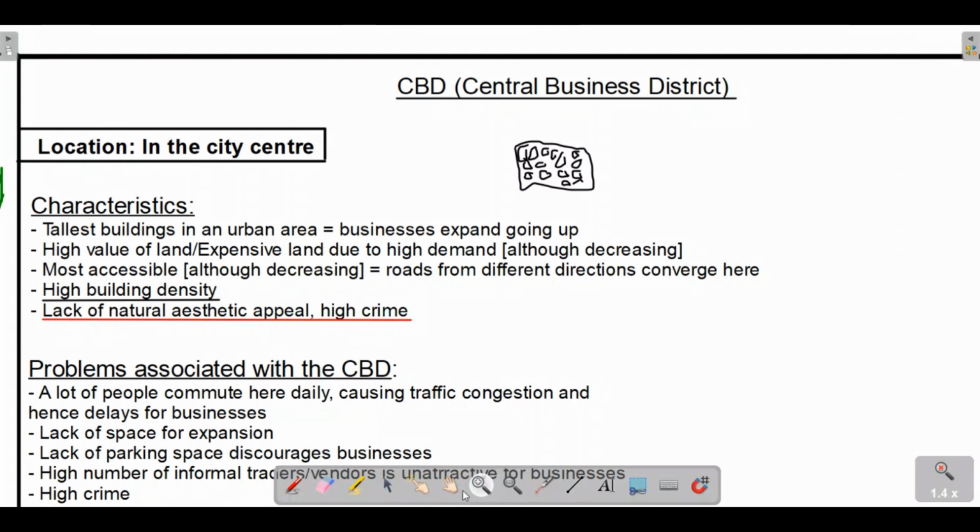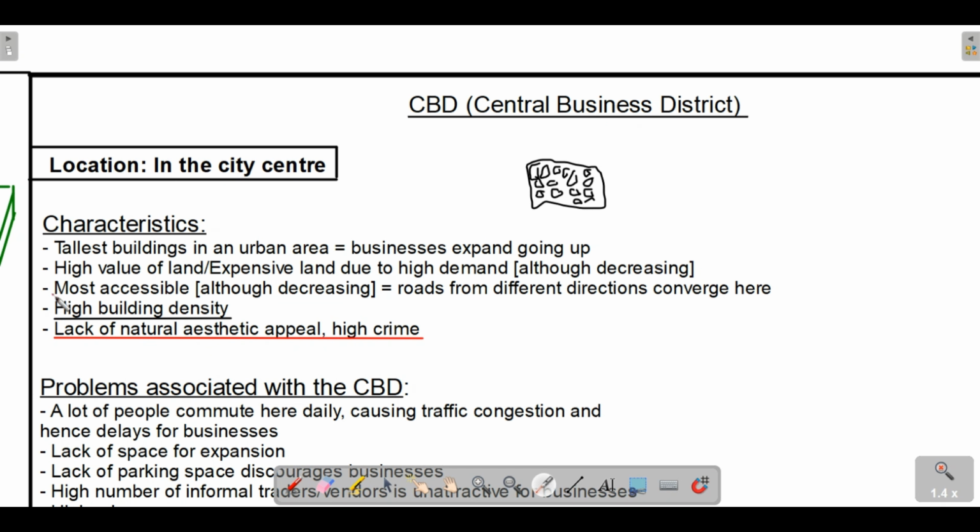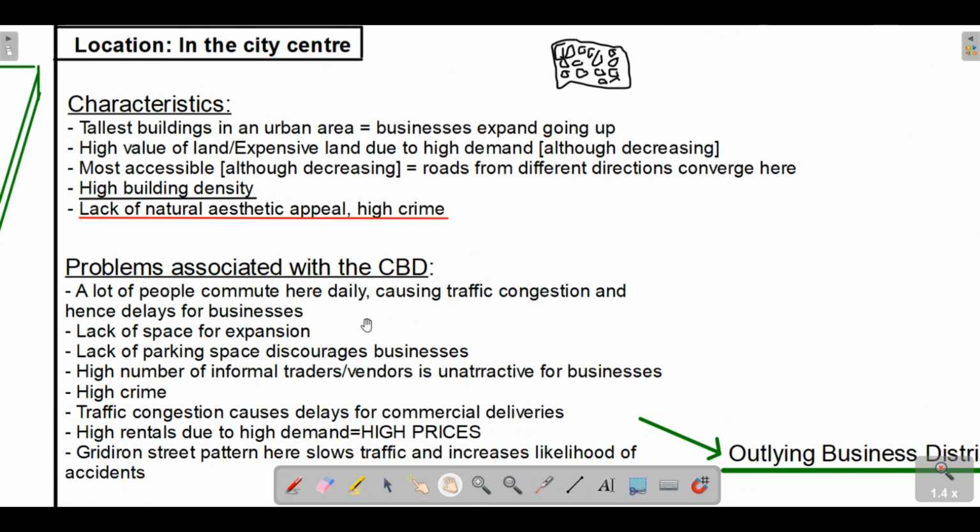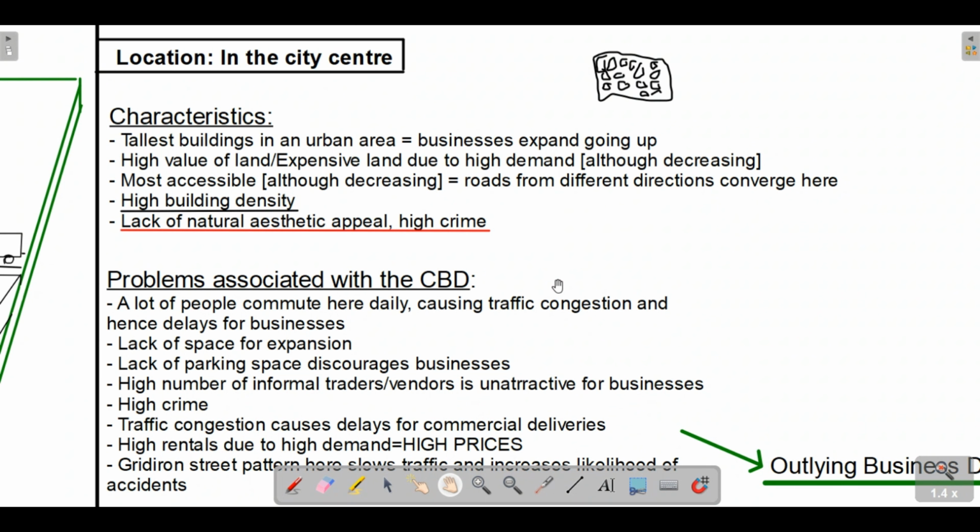Now, going back to that point I mentioned, I said that the CBD has very high land value due to high demand. But now businesses are actually moving. They are trying to avoid the CBD. Every new business that has been established does not want to move to the CBD. So the demand is actually decreasing now. We're talking about modern times. Why is it decreasing? It's because of the issues that are associated with the CBD.